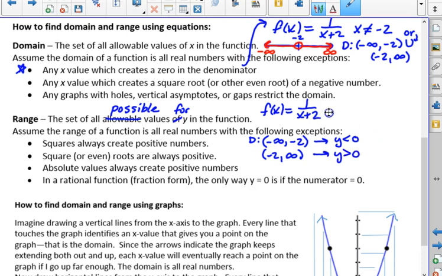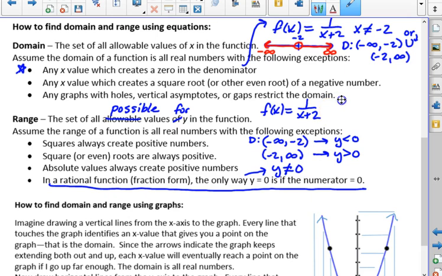Now in this case, y cannot equal 0, and this falls into this category right here. In a rational function, the only way y is equal to 0 is if the numerator equals 0. A rational function is an algebraic expression in fraction form where there are variables in the denominator. If the numerator is 1 and the denominator can't equal 0, there's no way to make the fraction equal 0. The fraction can only equal 0 if the numerator is 0. Not the denominator, it can't be 0 because that's not even a number. So there's no way for y to equal 0.